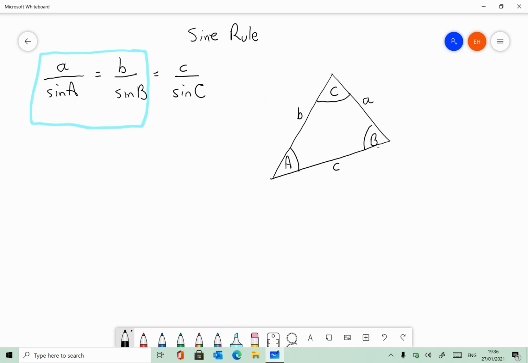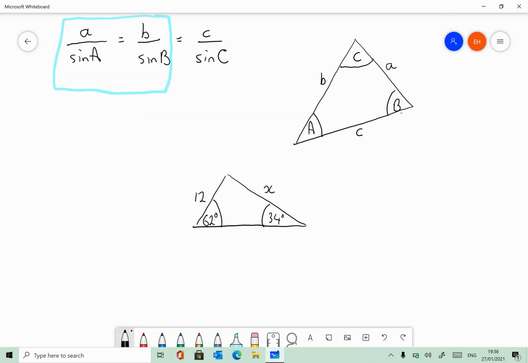Now, let's take a look at an example of what I'm talking about here. The example given in the book is something that looks like this. They have 62 degrees down here. They have 34 degrees over here. They have 12 and they have x here. Whenever I am faced with one of these questions, it's always a really good idea to label up the angles. So if I call this angle A, I must call this x here small a. If I call the 34 degrees big B, the 12 here must be the small b.